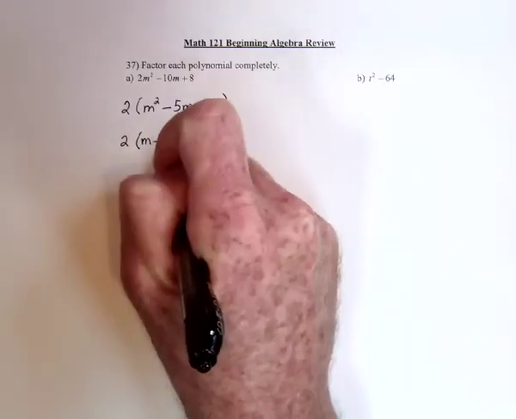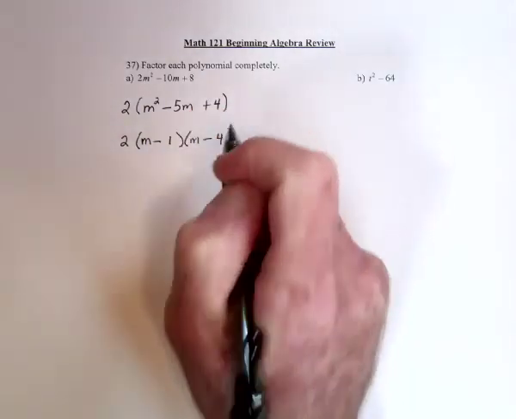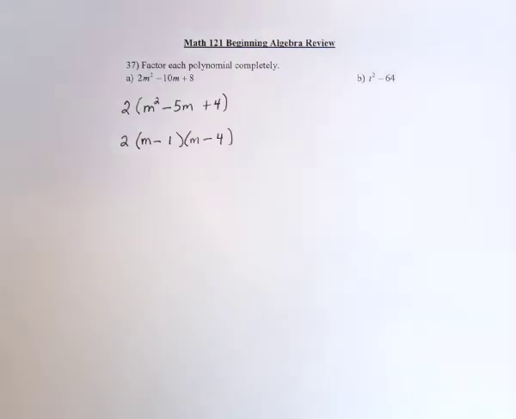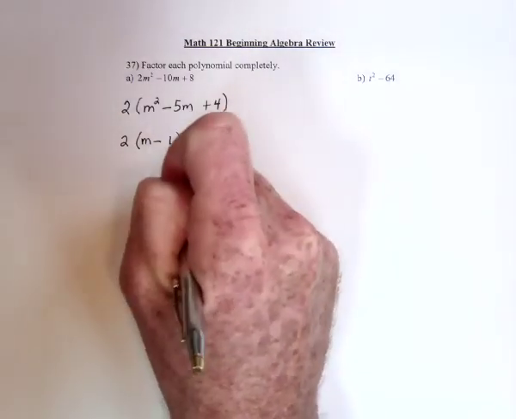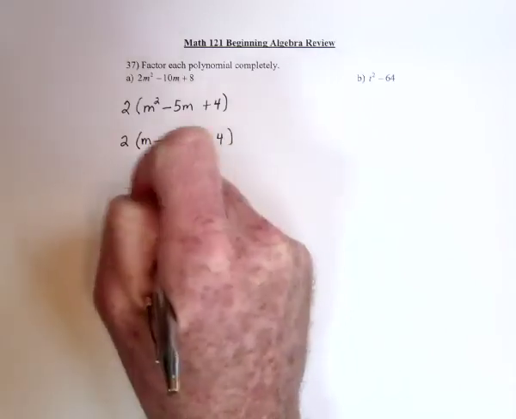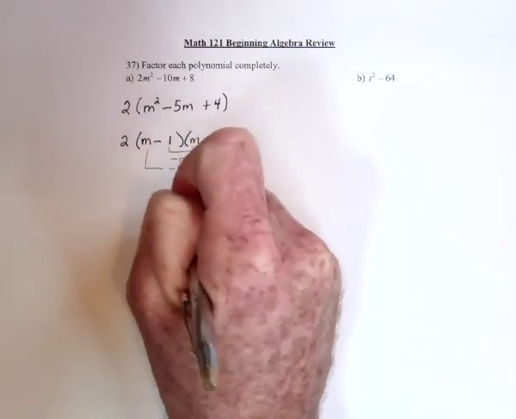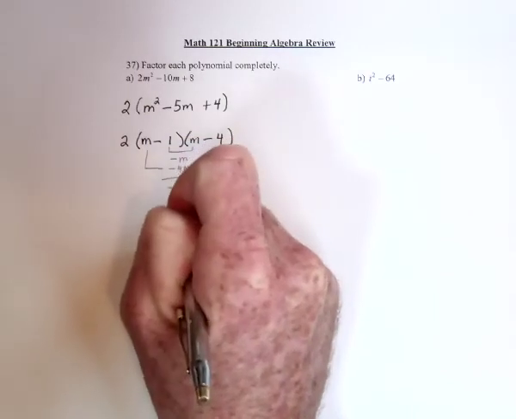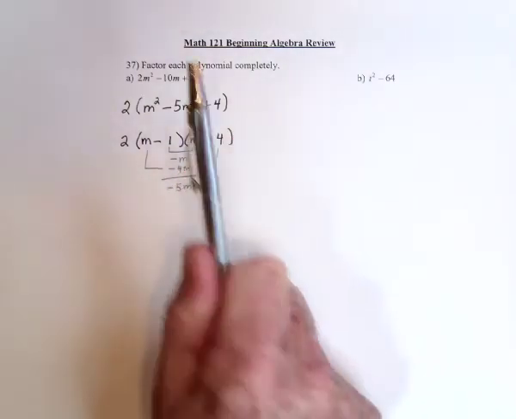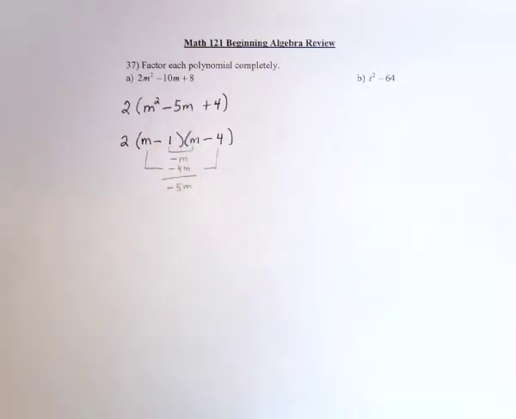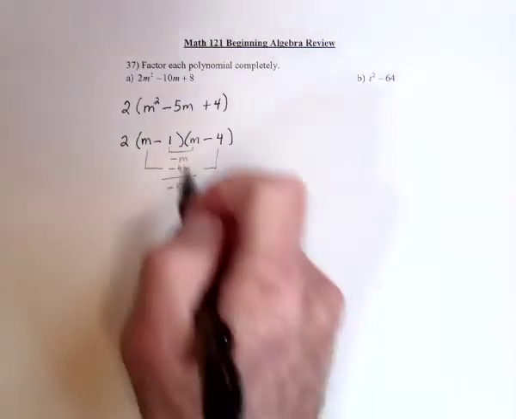And I believe it's going to be the 1 times 4, because that way, when you go to check the middle term, you multiply these two, it makes negative m. You multiply these two, it makes negative 4m, which is a grand total of negative 5m, just like it was supposed to be. And so that one is factored.